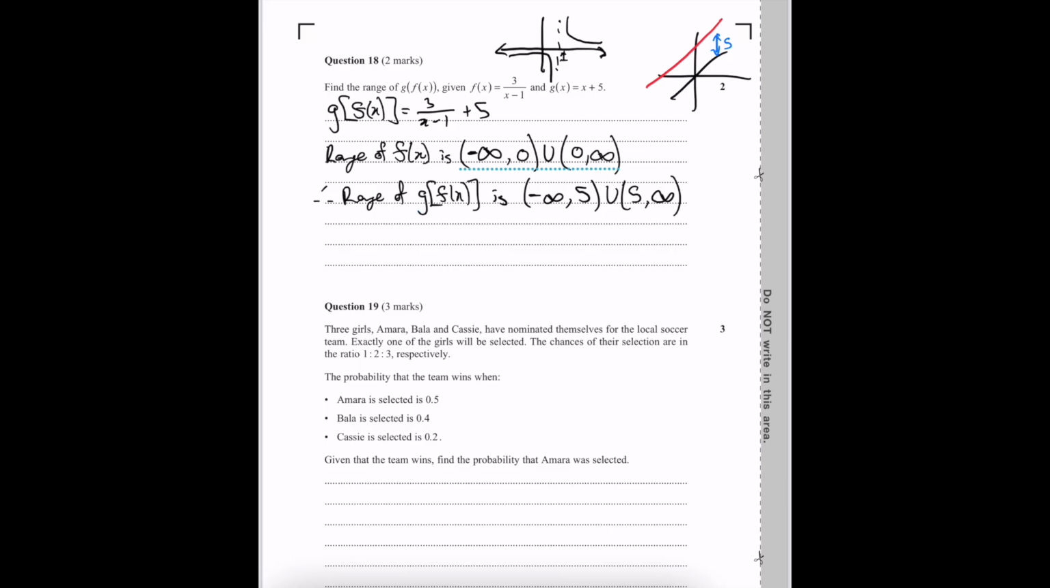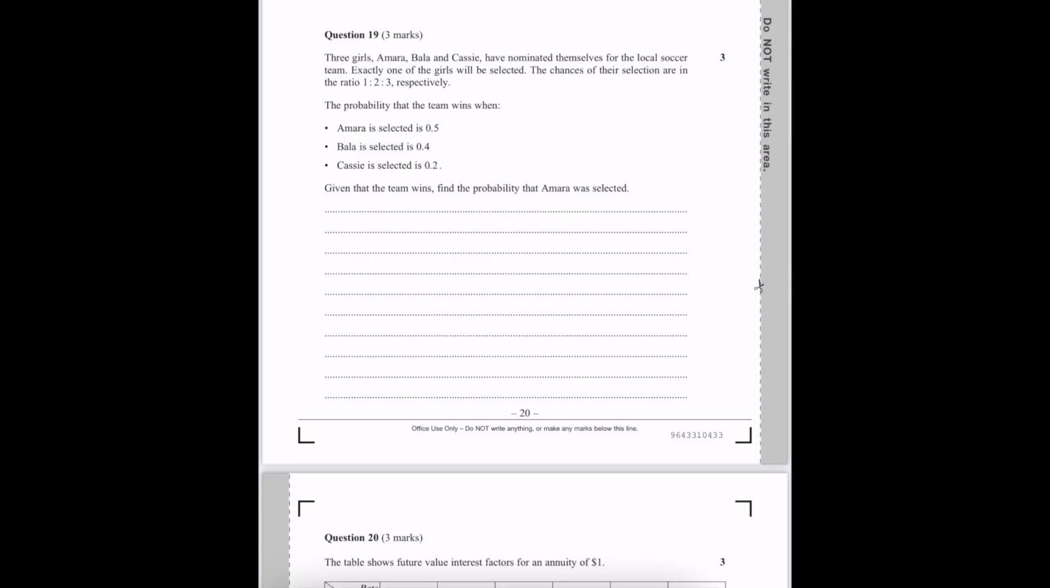That's the answer. Question 19 says 3 girls, Amara, Bala, and Cassie, have nominated themselves for the local soccer team. Exactly one of the girls will be selected. The chances of their selection are in the ratio 1 to 2 to 3, respectively. So that means A to B to C, if we're taking Amara as A, Bala as B, Cassie as C. Probability that the team wins when Amara is selected is 0.5, Bala selected 0.4, Cassie selected 0.2. Given that the team wins, find the probability that Amara was selected.